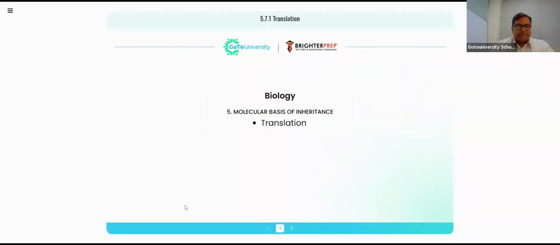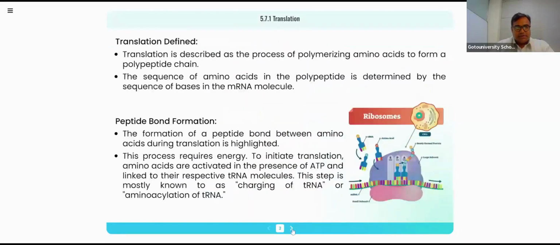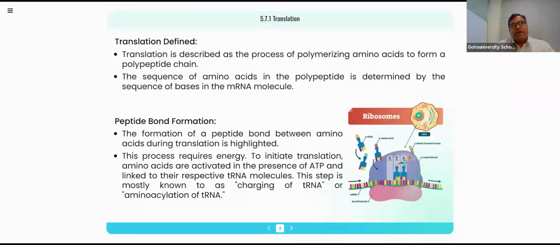Concept of the translation or protein synthesis process. We know very well one amino acid is getting attached to the other amino acid with the help of the amide bond or peptide bond. So the peptide bond or amide bond is very, very important for joining one amino acid with another amino acid. Then only the amino acid attachment leads to the formation of the protein, right?